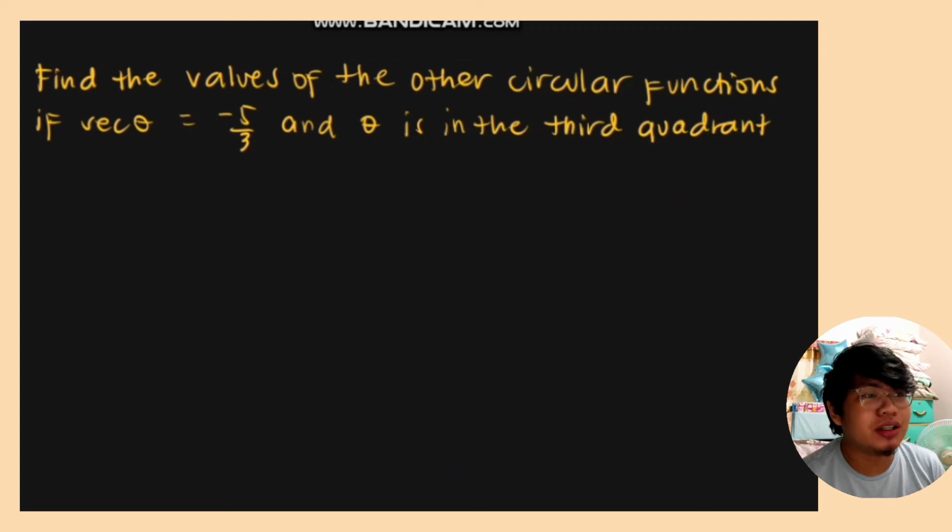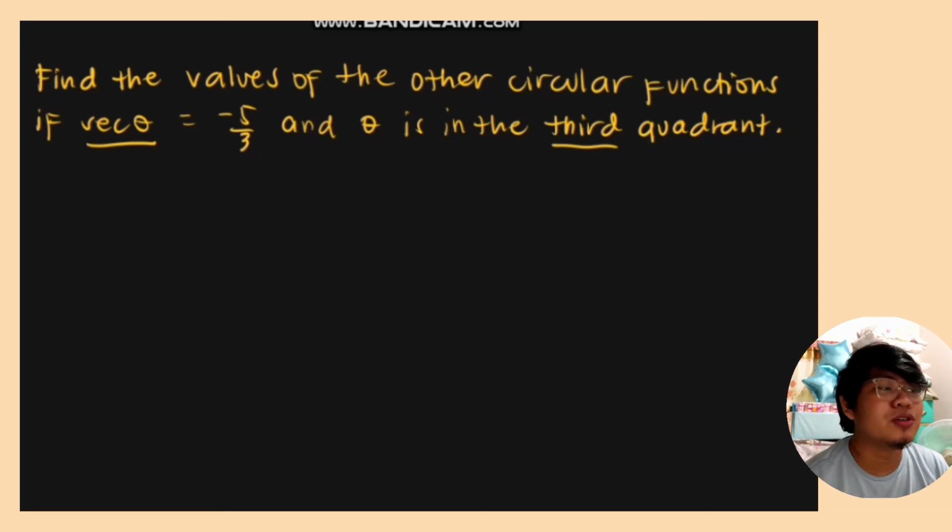Find the values of the other circular functions if secant theta is equal to negative 5 over 3 and theta is in the third quadrant. Ngayon, isa-isahin natin yung given. Binigyan tayo ng secant theta at sinabi sa atin na theta natin is in the third quadrant. Okay, let's see kung paano natin ito masasolve.